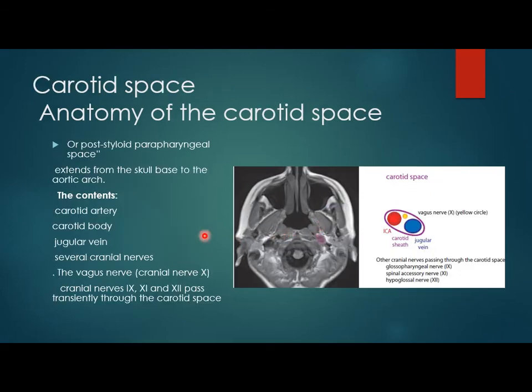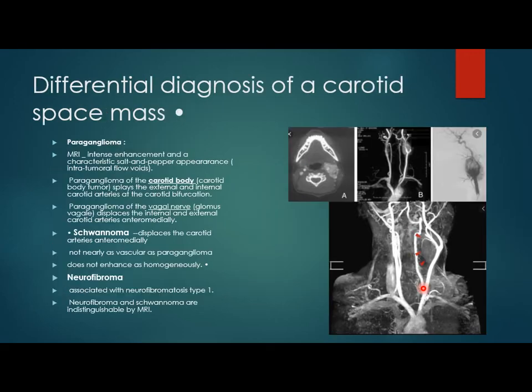Carotid space, also called the post-styloid parapharyngeal space. It extends from the skull base to the aortic arch, and the contents are the internal carotid artery, carotid body, jugular vein, and several cranial nerves. The vagus nerve is located in the full length of it. The other nerves, like the glossopharyngeal nerve and the spinal accessory and hypoglossal nerves, pass through it only transiently.